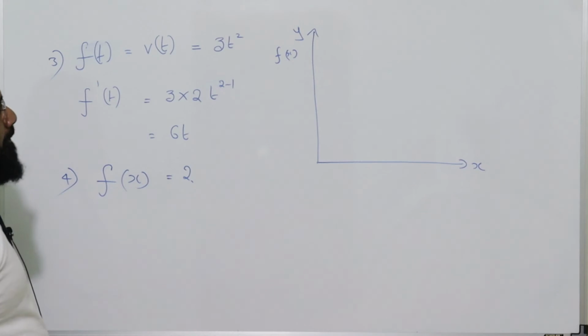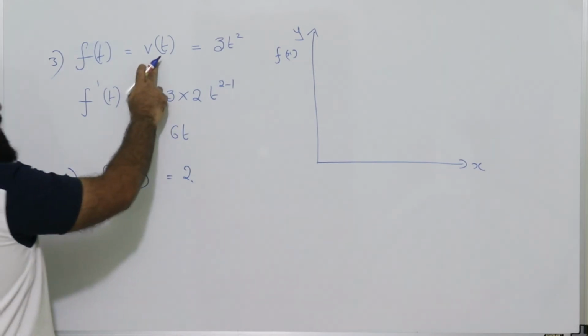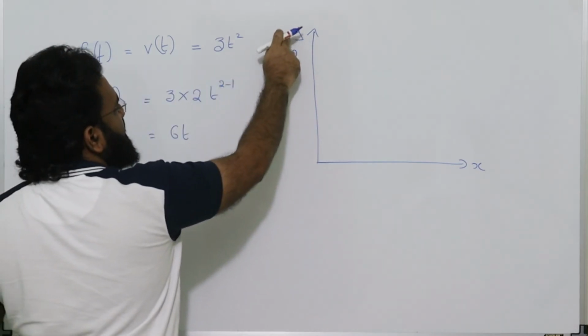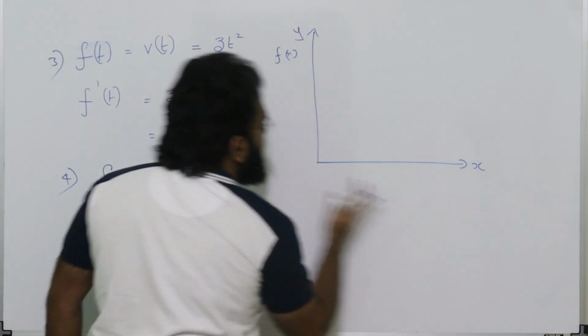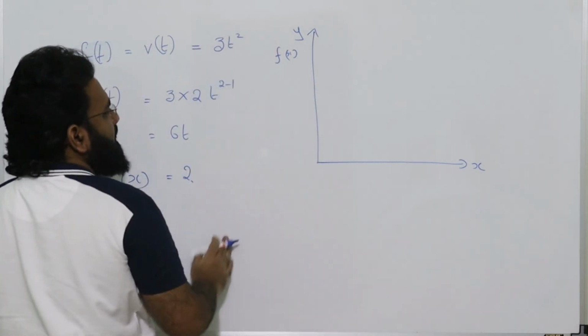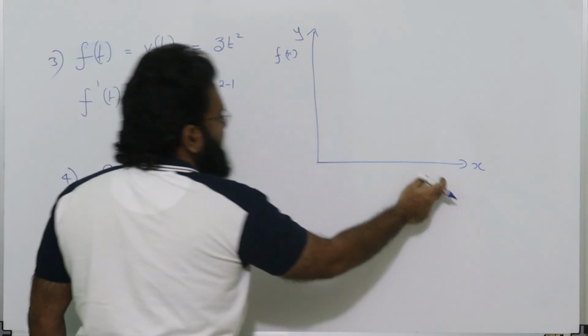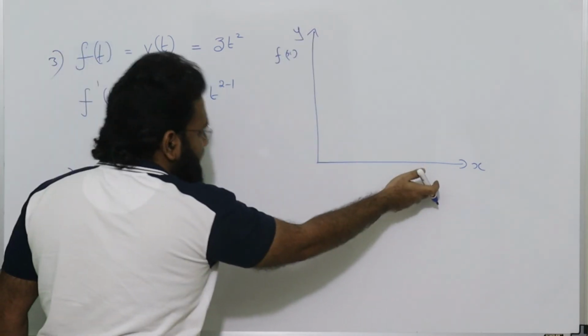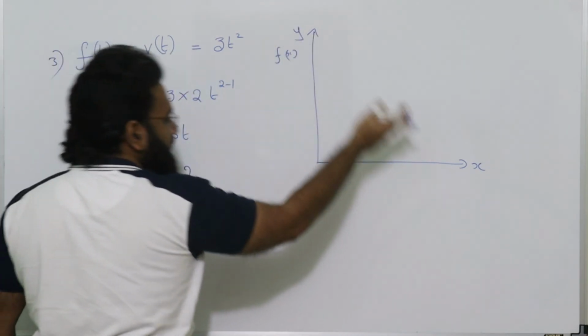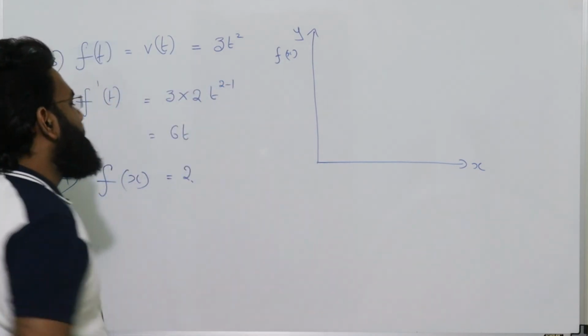Both are the same. When we write v of t, where we write velocity, we put velocity on the y-axis, and on the x-axis we put time. Likewise, this is y, this is x. Y changes with x. So this function f of x changes with x. That is what the meaning is.